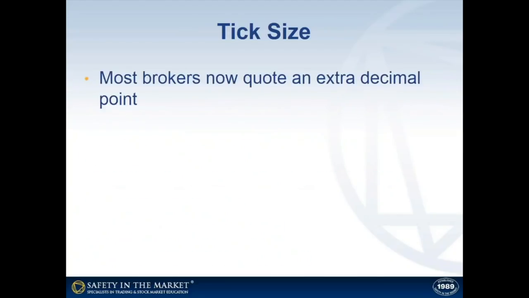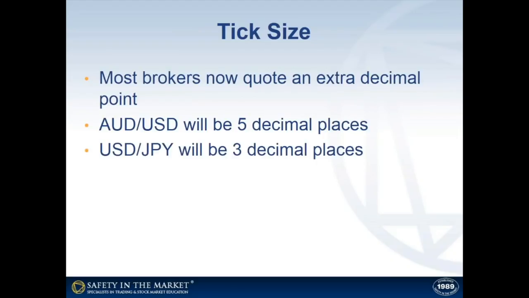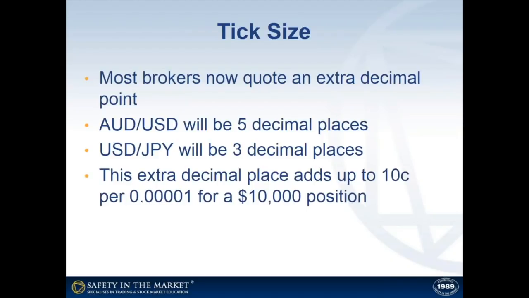Now, as I said earlier, most brokers now quote an extra decimal place, which means the Aussie dollar, US dollar will be shown as 5 decimal places, and the US dollar yen will be shown as 3 decimal places. The difference that we're talking about, for every $10,000 position, that extra decimal place adds up to about 10 cents per point. It's really not much. It's really not worth worrying about.